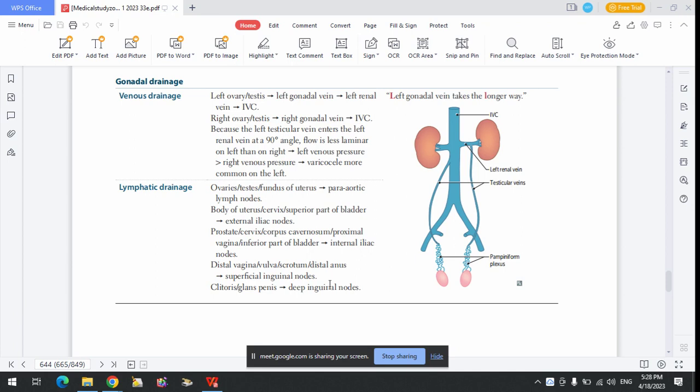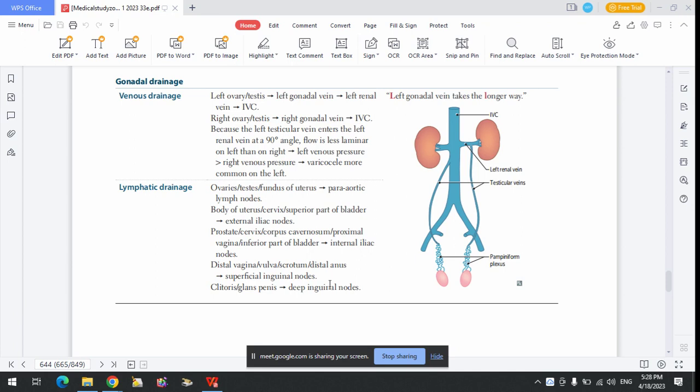The external iliac. Then I'll go down to the deep inguinal and just remember that the deep inguinal lymph nodes drain the glans clitoris and the glans penis.